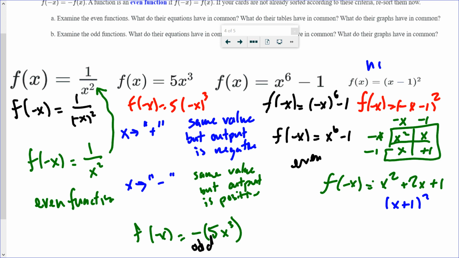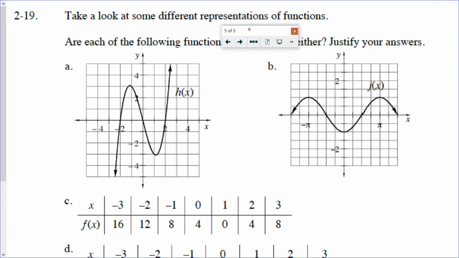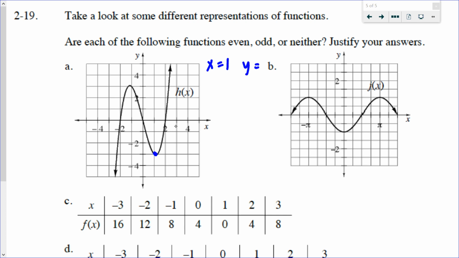So there are ways of finding if it's even or odd. Algebraically, we want to verify it gets to the original function, which means even, or that it ends up as negative f of x, which means odd. We also want to take a look at some different representations and how we can check if it's even or odd. For each of the following functions, is it even, odd, or neither? And what I may do is find some inputs and outputs. For example, I want to find a key input and output on this. Let's go right here. It's an estimation, but let's say when x equals 1, my output is negative 3.